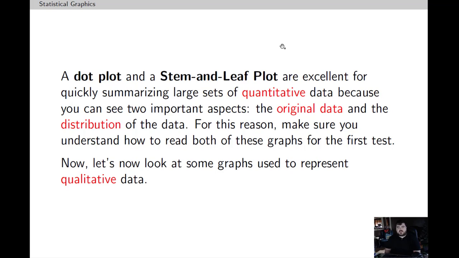Now, that's all the ones I have for quantitative data, probably the most popular ones. And like I said, there's more out there than just those. We want to turn our attention now to some that are used with qualitative data. There are a few that I have for qualitative data.